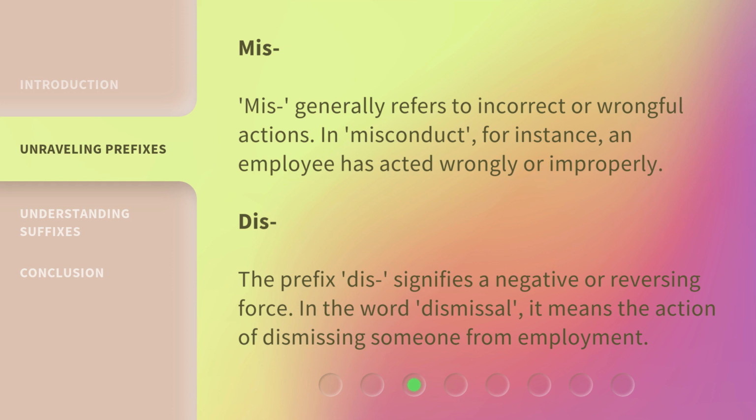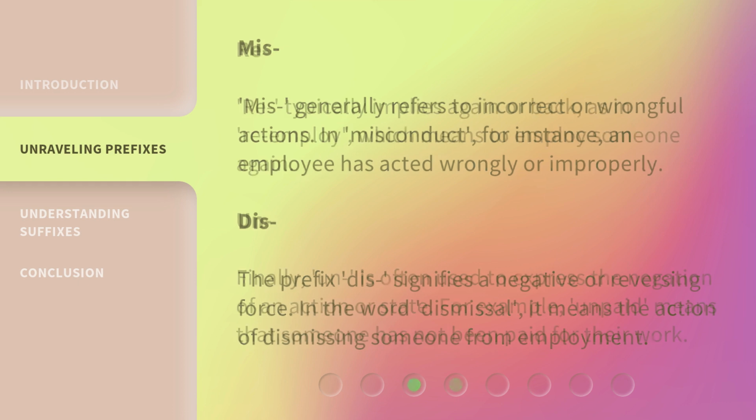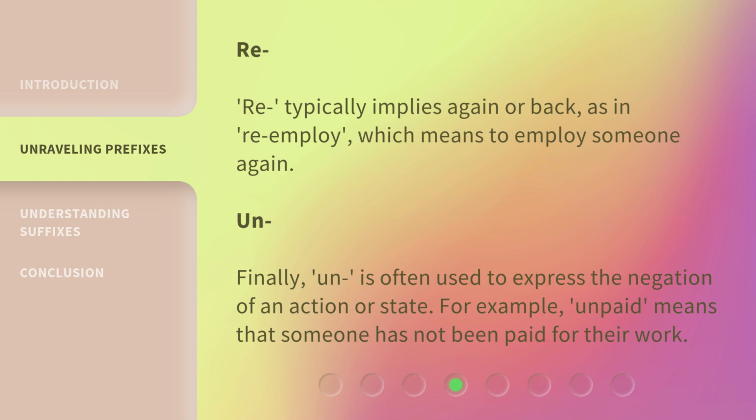Dis. The prefix dis signifies a negative or reversing force. In the word dismissal, it means the action of dismissing someone from employment. Re typically implies again or back, as in re-employ, which means to employ someone again.